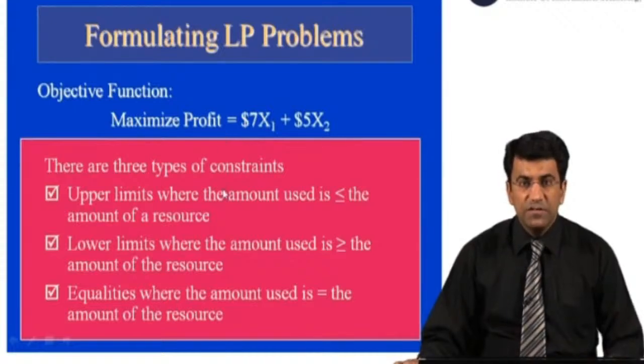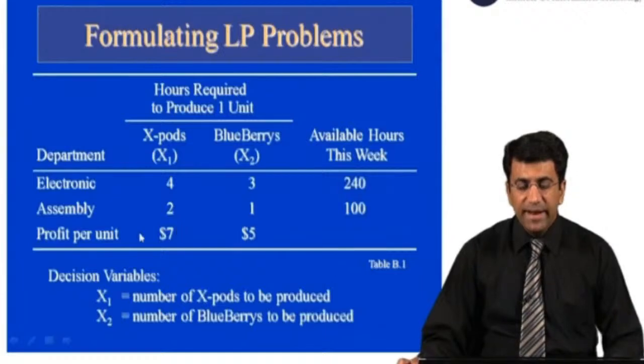Now what are the constraints? What are the limitations in this particular case? Generally speaking, there are 3 types of constraints in linear programming problems. One is the upper limit constraints, where the amount used is less than or equal to the amount of resource. Now that is very important. In this particular case, you can see that the constraints are the electronic constraints and the assembly constraints.